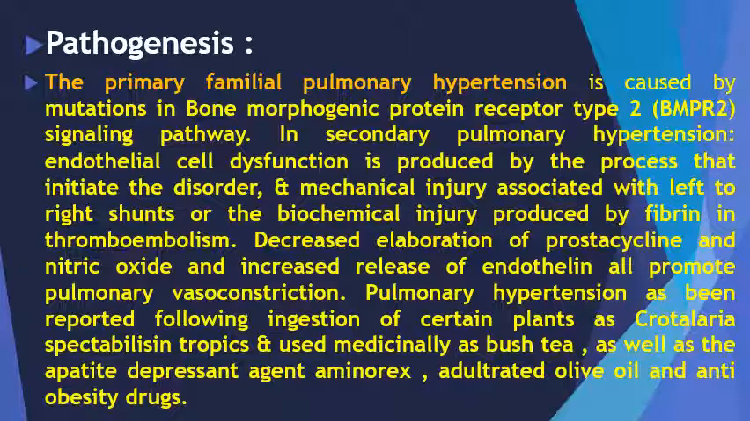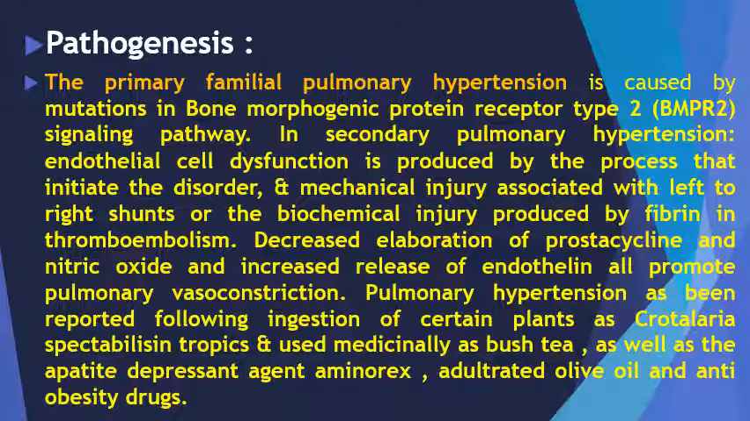Regarding the pathogenesis, primary pulmonary hypertension is usually due to a mutation in the bone morphogenetic protein receptor, called the BMPR2 signaling pathway. While in secondary pulmonary hypertension, endothelial cell function is disrupted by the process that initiates the disorder: mechanical injury associated with the left to right shunt, that means from the left side of the heart to the right side of the heart, or biochemical injury produced by the fibrin in thromboembolism.